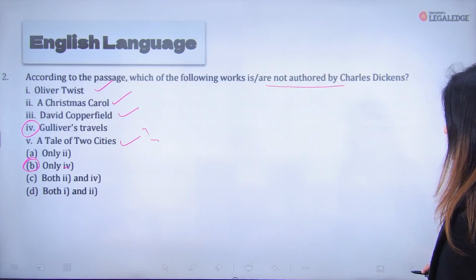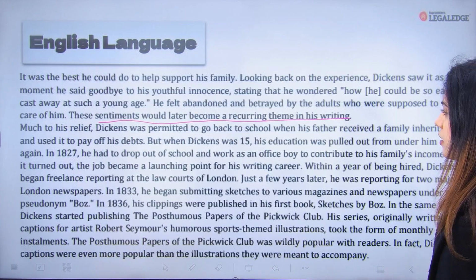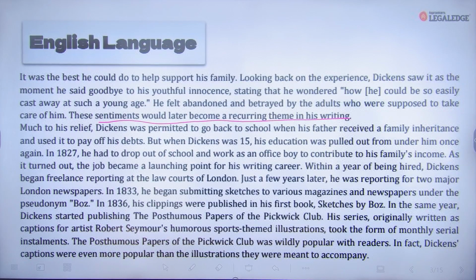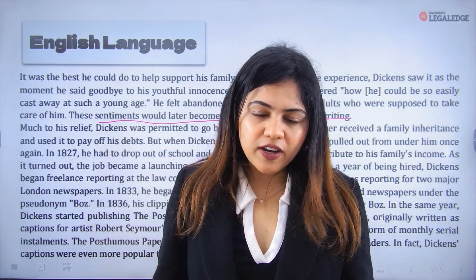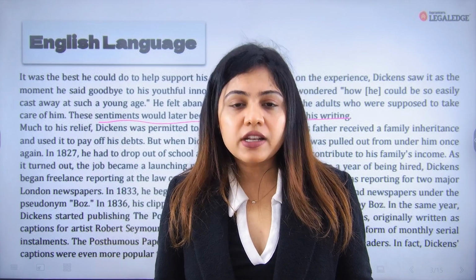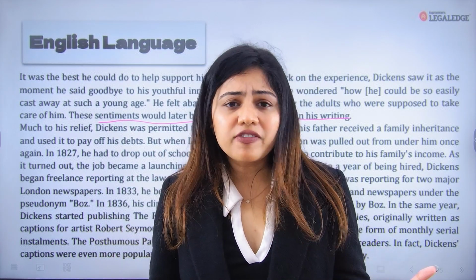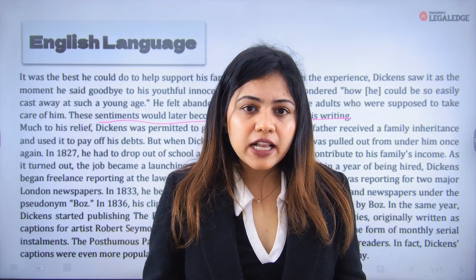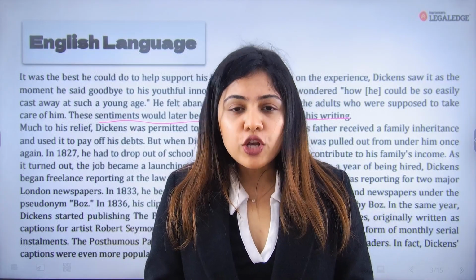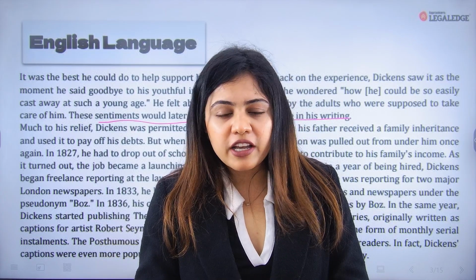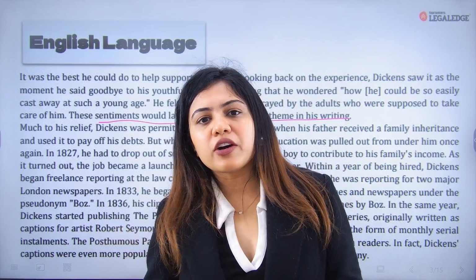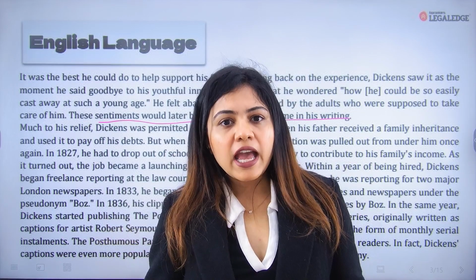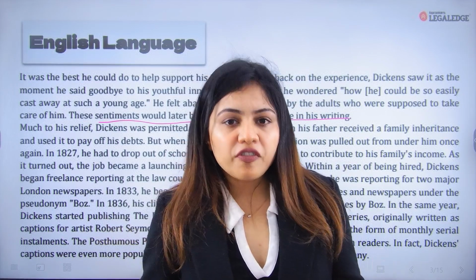Now, we also get to know that, much to his relief, John Dickens, his father, got out of the prison, and he got a family inheritance, which helped him pay off all his debts. So Dickens was back in school at the age of, I think, 14, but then again he was pulled out of school at the age of 15, and then he started working as an office boy.